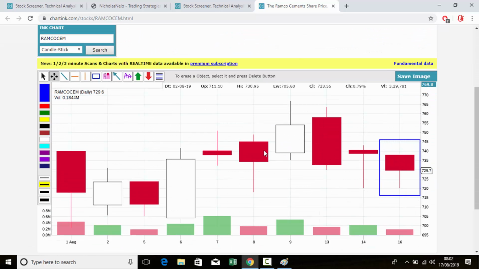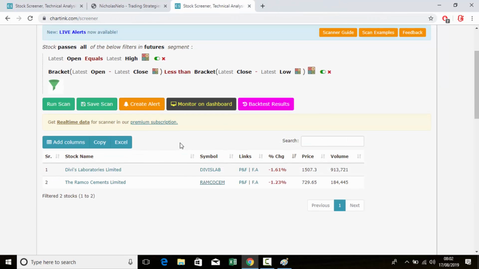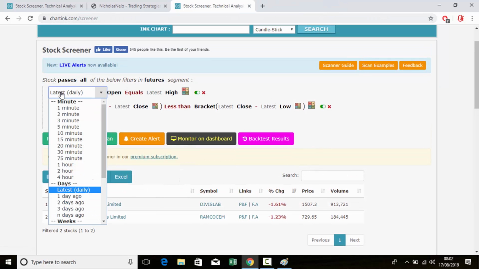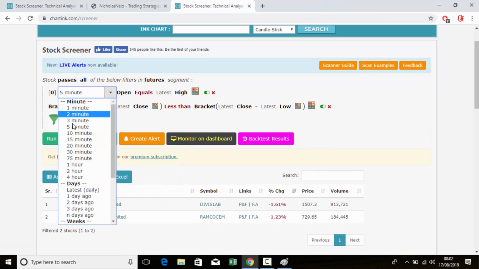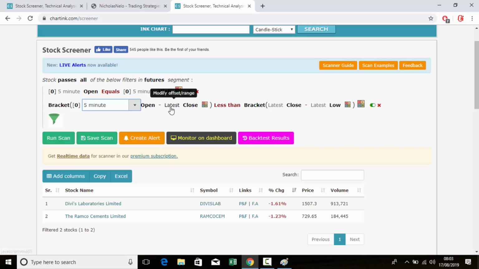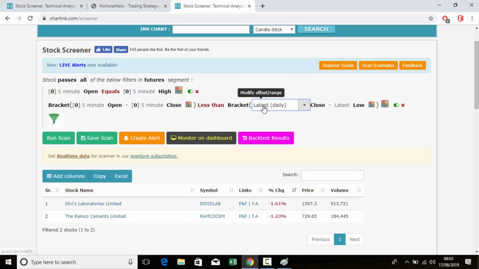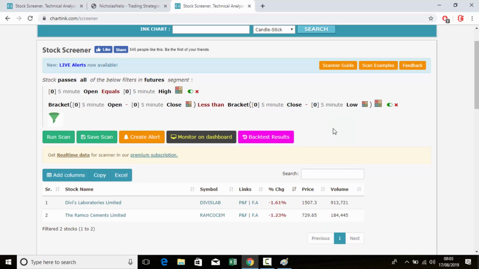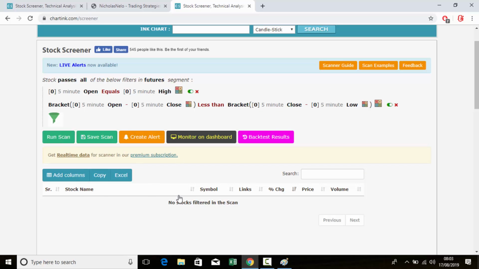This is an EOD scanner, and if you want a 5-minute scanner, just change this latest to 5 minutes, and if you want 10 minutes then change to 10 minutes, 15 minutes, 20 minutes as per your wish. Just change all the letters to 5 minutes. If you want 10 minutes or 30 minutes then change to 10 or 30 minutes. Now it's a 5-minute scanner. Then run. See, no stock is there.